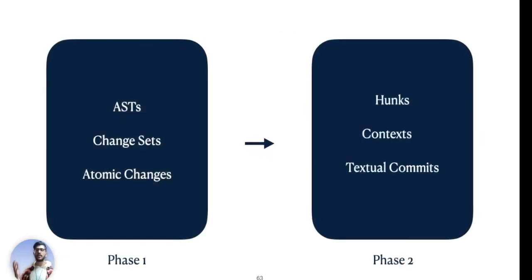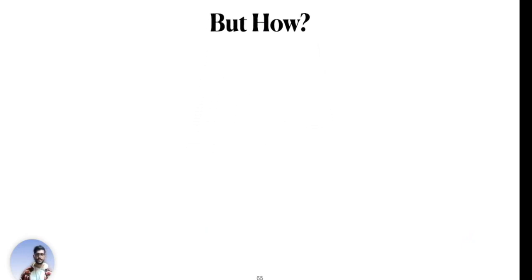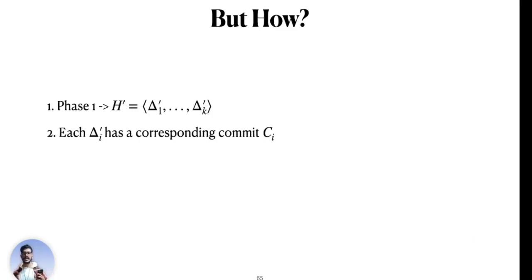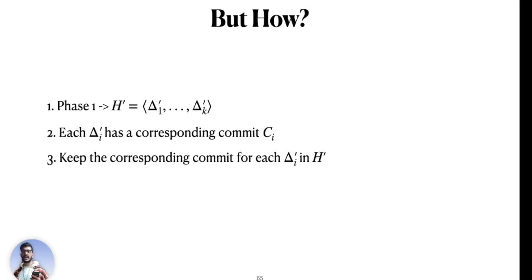So we go from our phase 1 with ASTs, change sets, and atomic changes to our phase 2 with hunks, context, and textual commits. But how? Okay, so one way is that we use H prime. We will get the corresponding commits for each delta prime if it's not empty. We will keep the corresponding commits included in H prime. Easy. However, that will lead to a bunch of errors.